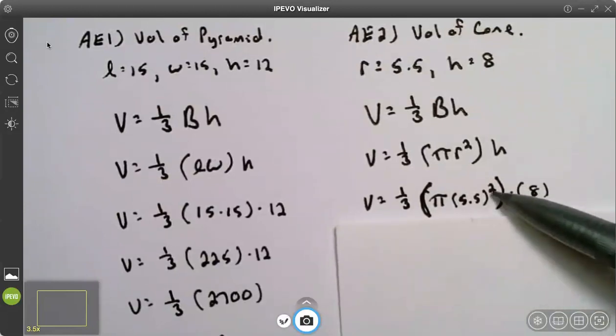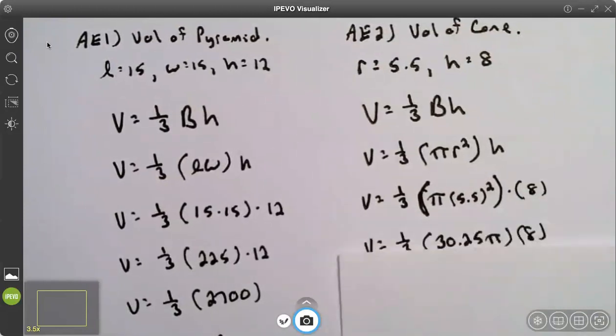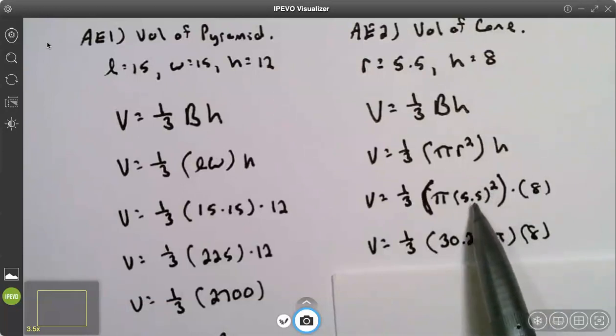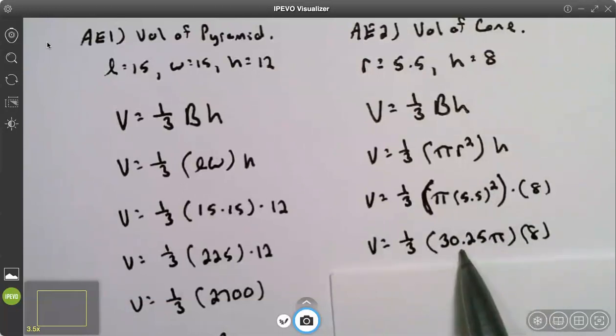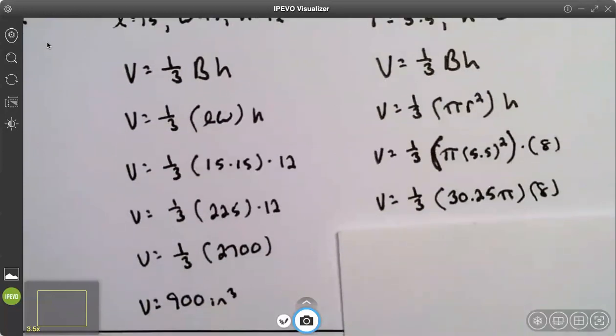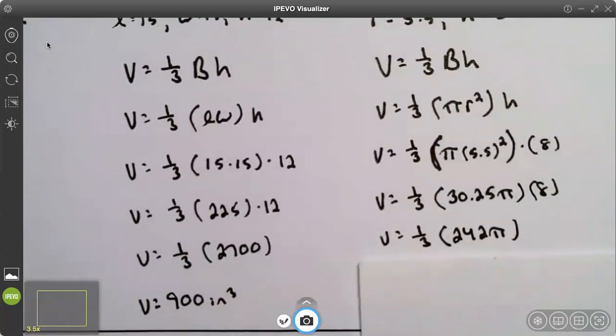First step is to square the radius. So you should have gotten 30.25. Now, of course, with a scientific calculator, you can multiply those four together all at one time, but I'm going to pretend I don't have a scientific calculator. So I'm going to leave 30.25 in my calculator after I say 5.5 times 5.5, and now I'm going to multiply this times 8. You should have gotten 242.